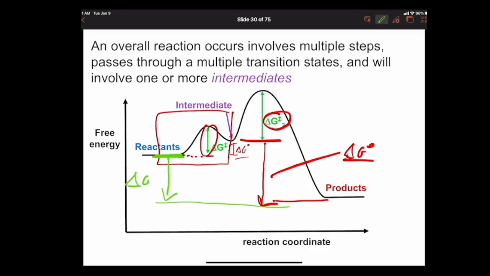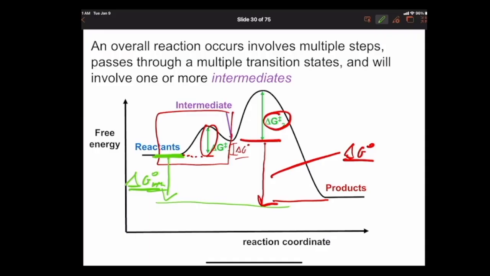This is still our delta G naught reaction, the overall energy difference between reactants and products. But we can use the individual steps as a way of decomposing and sort of saying, well, based on this, what do I expect to occur? As this diagram is laid out, which of the two steps do you think is faster or slower? Is the first step fast, or is the second step fast?